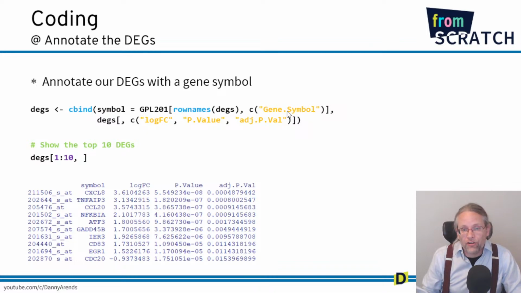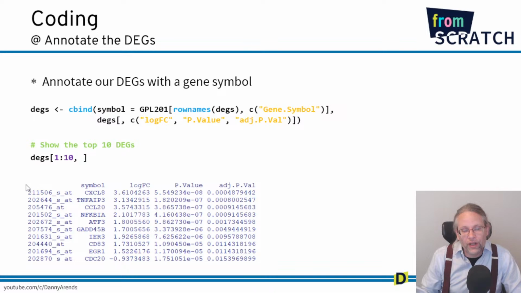And in this case, I just want to have one column from the annotation added. So I'm going to say take the column called gene symbol out of this big matrix and then combine that with the table DEGs and just take the 3 columns that we're interested in. I'm only interested in the log-fold change, the p-value, and the adjusted p-value. Well, in theory, you could drop the p-value as well because I always use the adjusted p-value.